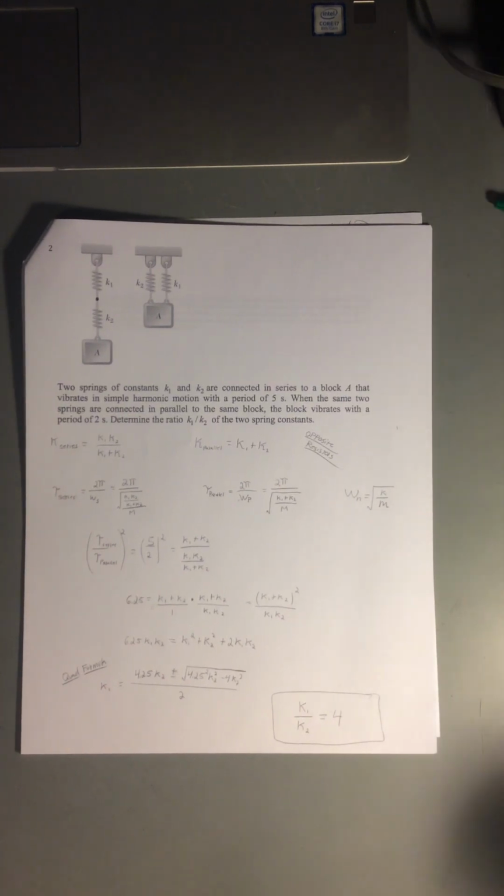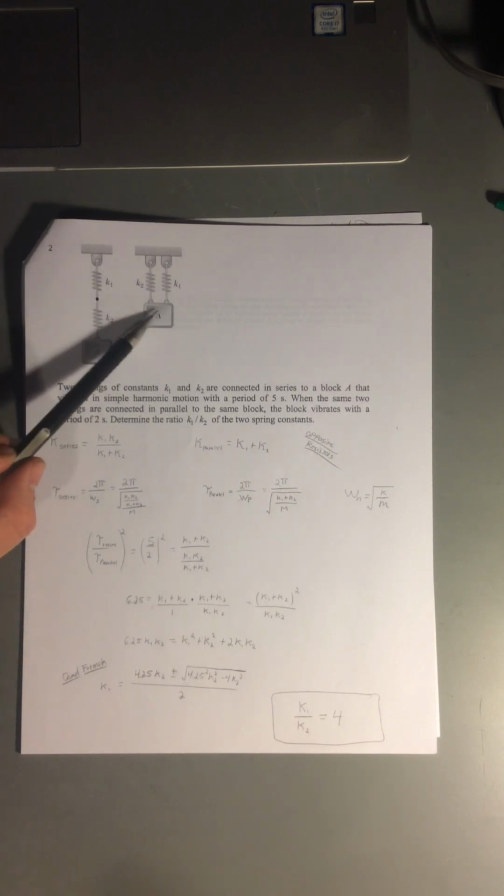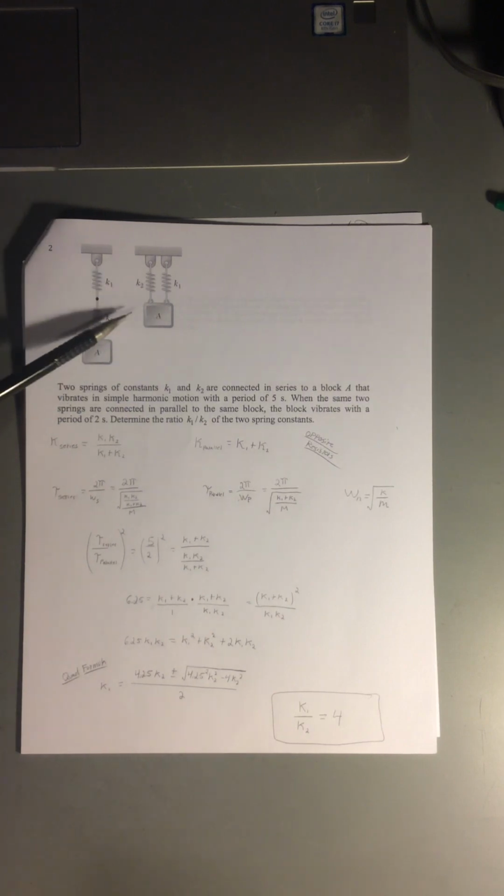Okay, so for problem number 2 here, we're given two different diagrams. The first diagram has a system of springs that are in series, and the second diagram has the same springs, but they're placed in parallel when they're attached to the weight, pulling them down. And the problem also gives us the period of both of these systems.